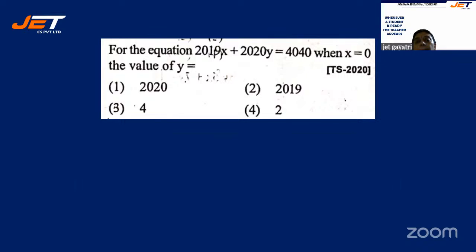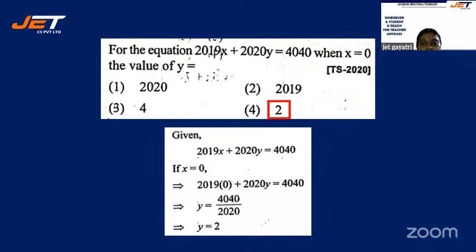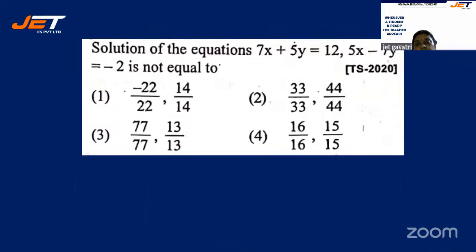For the equation 2019x plus 2020y is equal to 4040, when x is equal to 0, what is the value of y? Okay, so y must be 2, isn't it? 2 zeros are 0, 2 twos are 4. Yes, right. It is 2. How? You can just see 4040 divided by 2020, which will give us y is equal to 2.